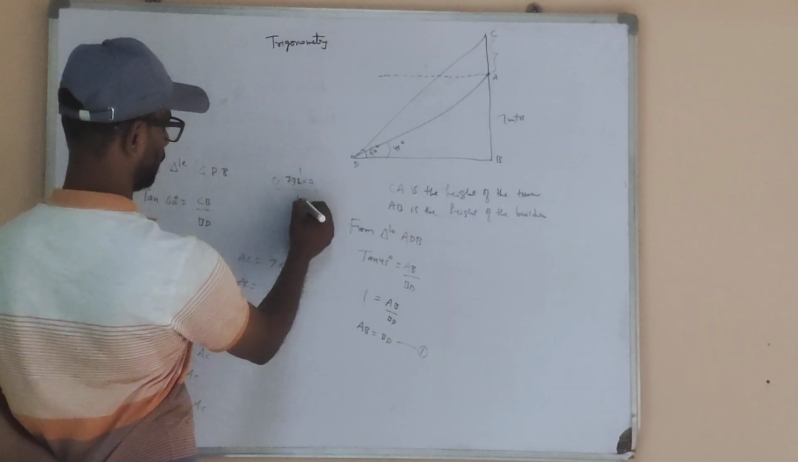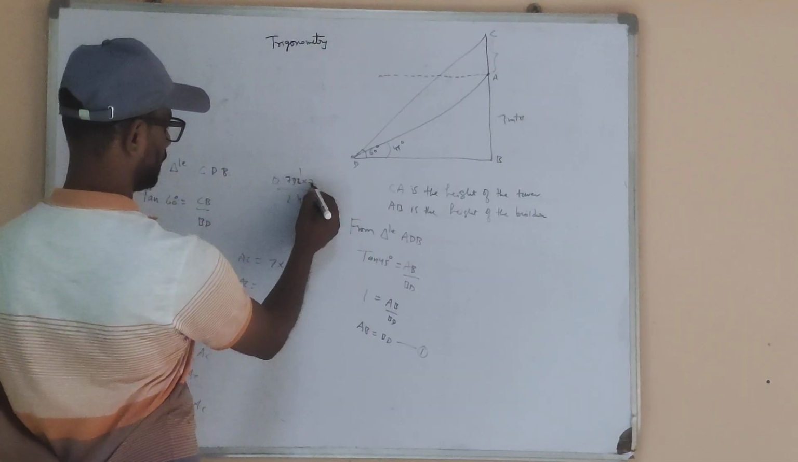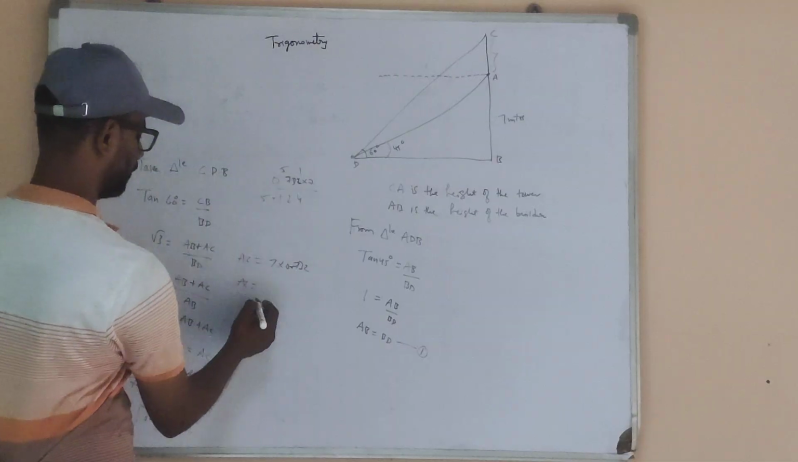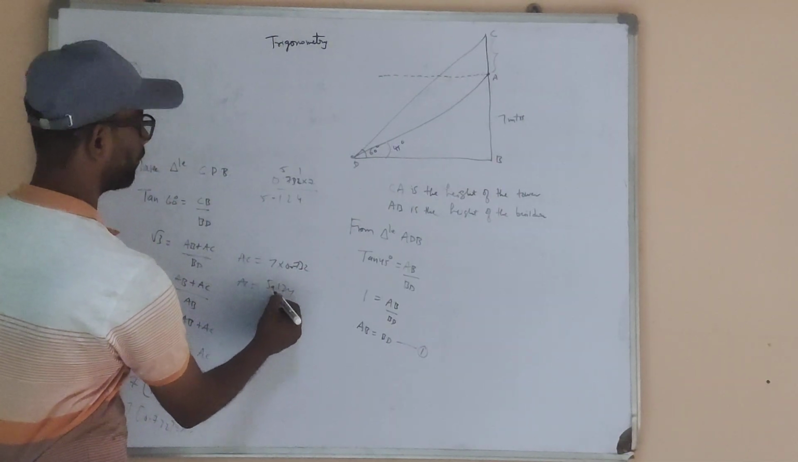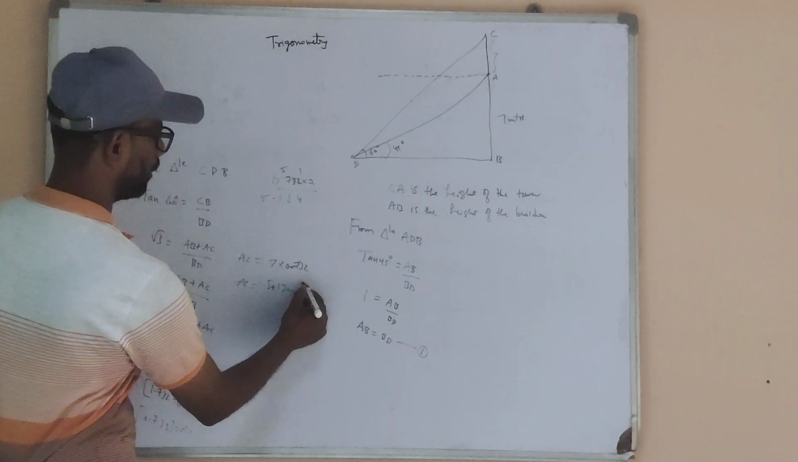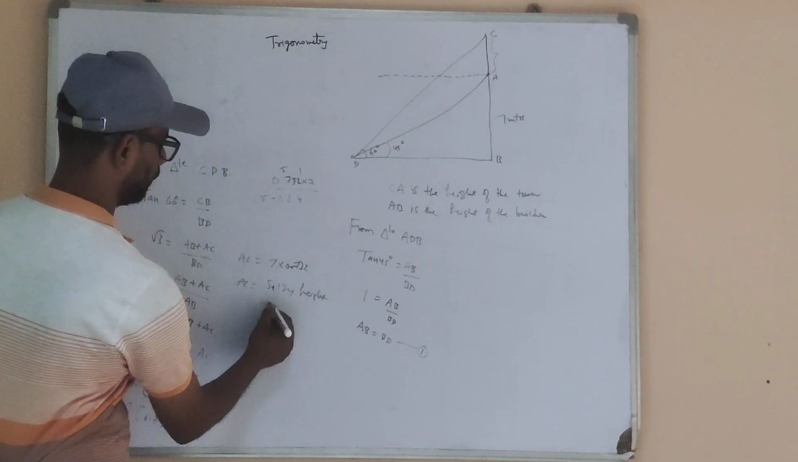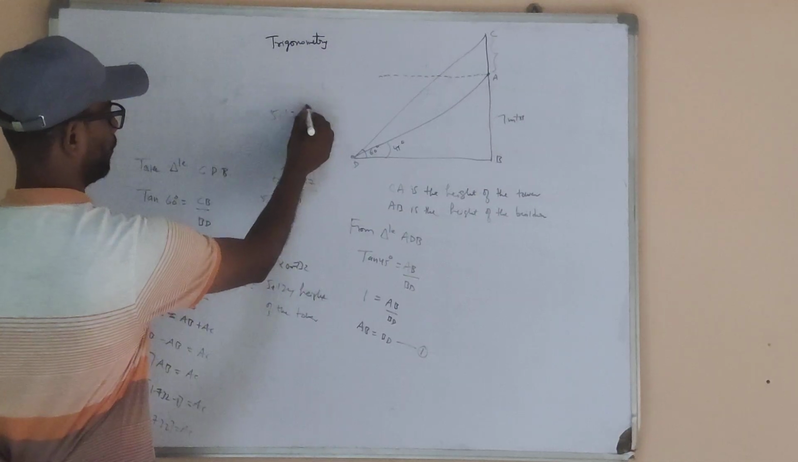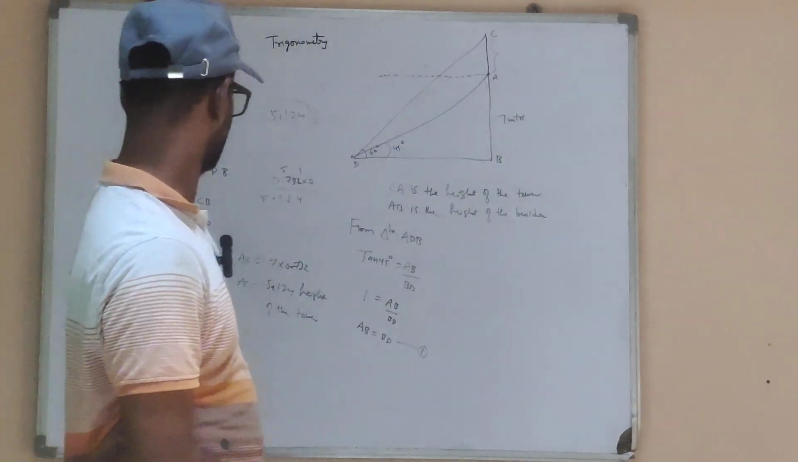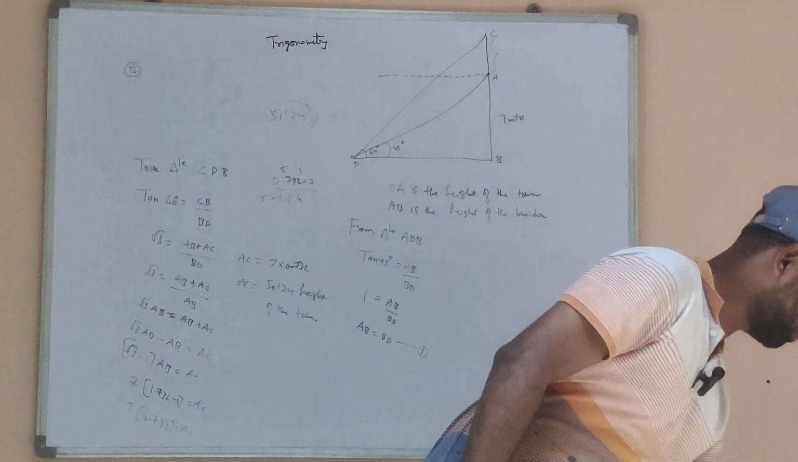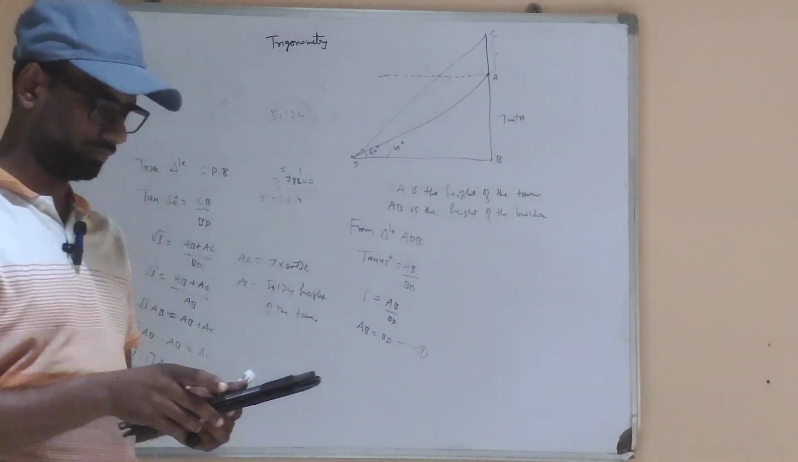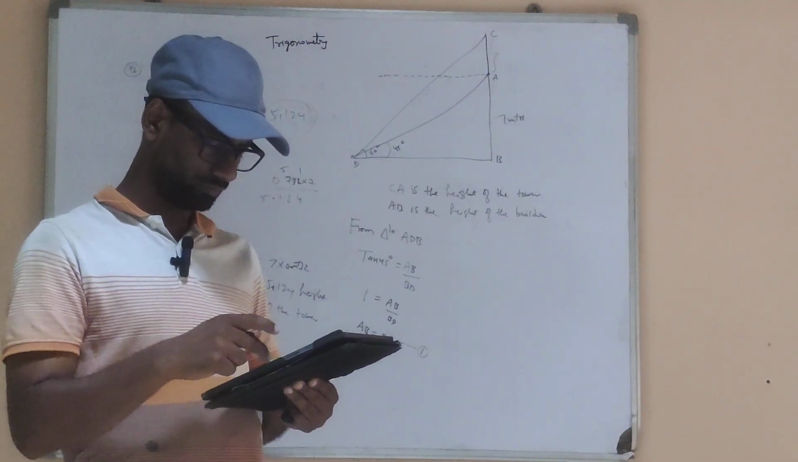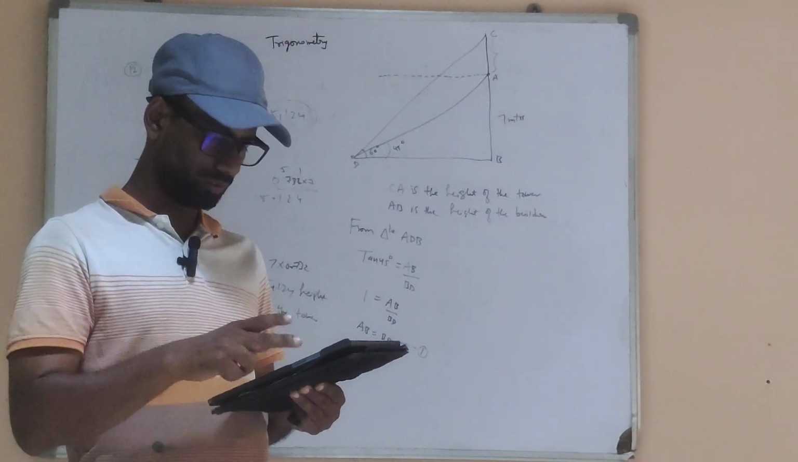On multiplying, 7 into 0.732 gives 5.124. So 5.124 is the height of the tower. This is the final answer. This one is the 12th question.